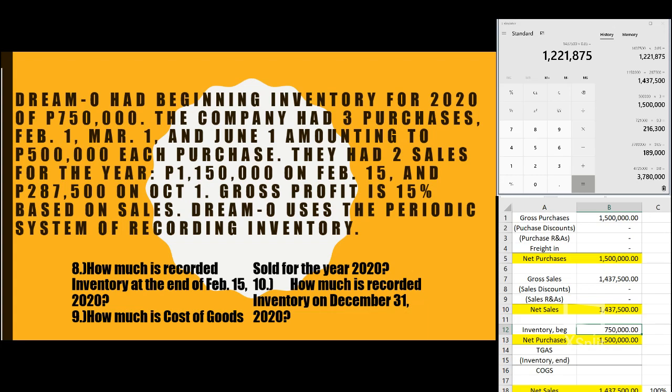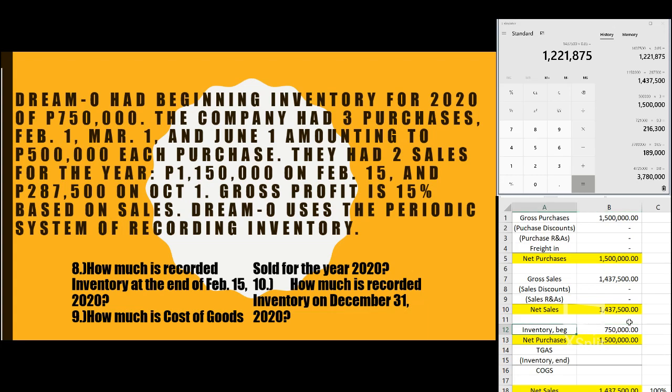Anong date yung sa number 8? February 15. Is that the end of the year? Answer is no. Which means, as of February 15, hindi pa na-update yung inventory. Which means, the balance of the inventory is the balance as of the beginning of the year. So, ang sagot natin dyan will be 750,000.